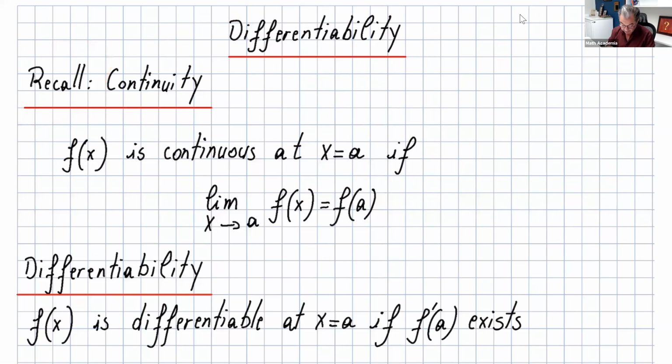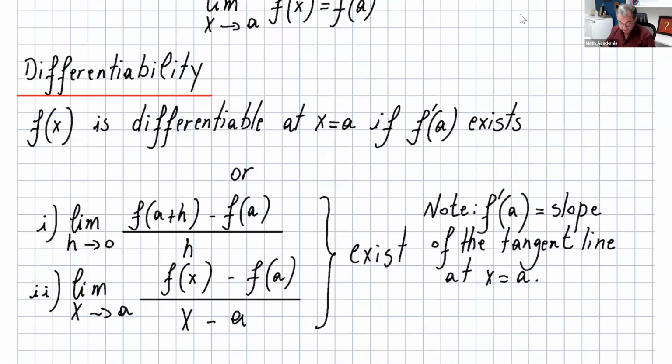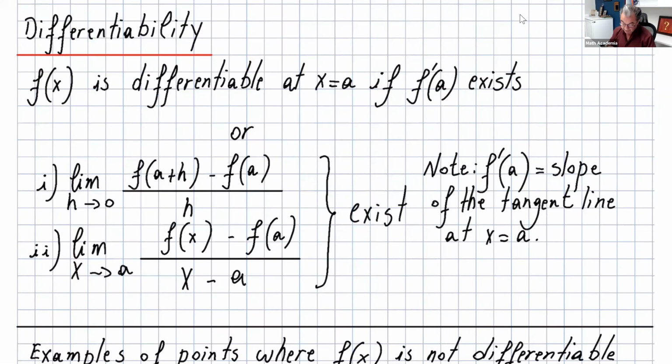We talked about continuity. We said f of x is continuous at x equals a if the limit as x approaches a of f of x equals f of a. So we went over this. Now we're going to talk about differentiability. f of x is differentiable at x equals a if f prime of a exists.